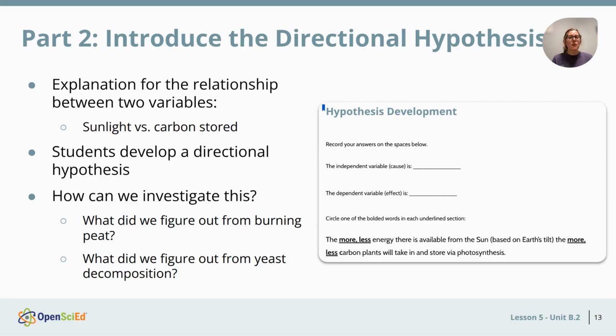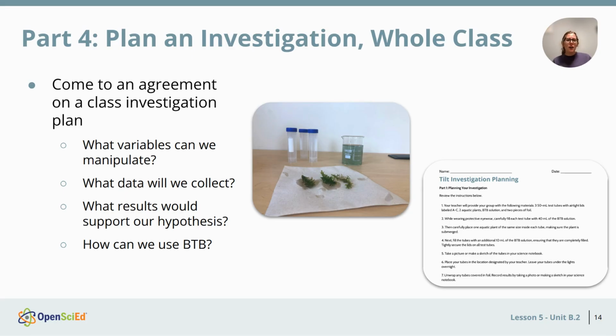Students are going to develop their own directional hypothesis. So if sunlight increases, what's going to happen to the amount of carbon stored? And we're thinking about how can we investigate this? So we create our hypothesis, and now we're thinking about the investigation. And it's good to bring up the 2 investigations that were completed previously, burning peat and then the decomposition from yeast.